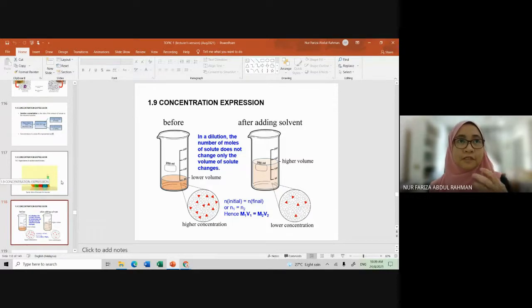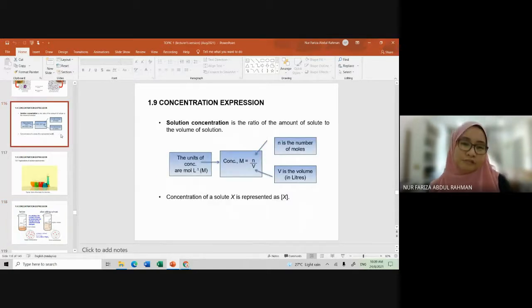There are several ways to describe a solution. In general, we can describe a solution in the form of concentration. The concentration of a solution can be expressed in a few ways. The first one, or the most common concentration expression used in chemistry, is known as molarity.